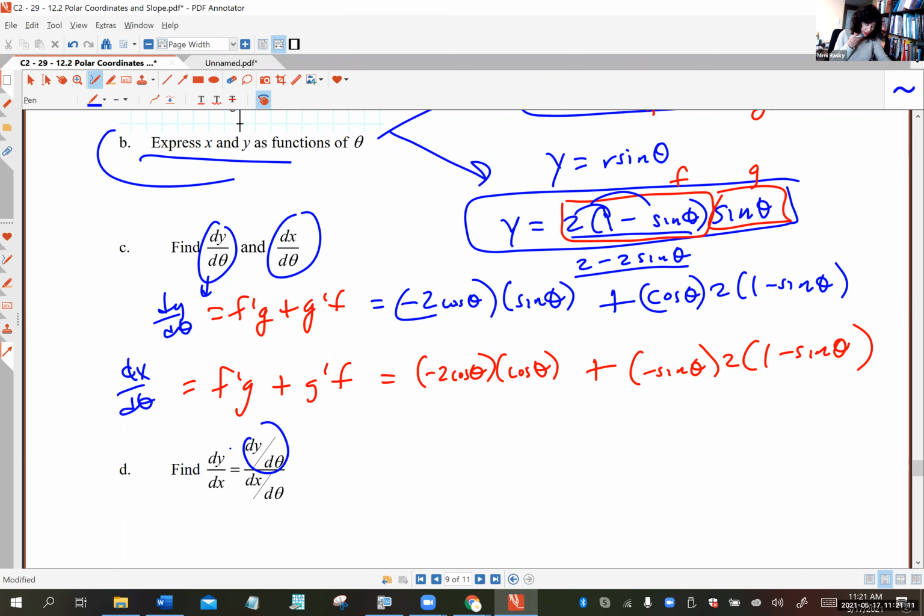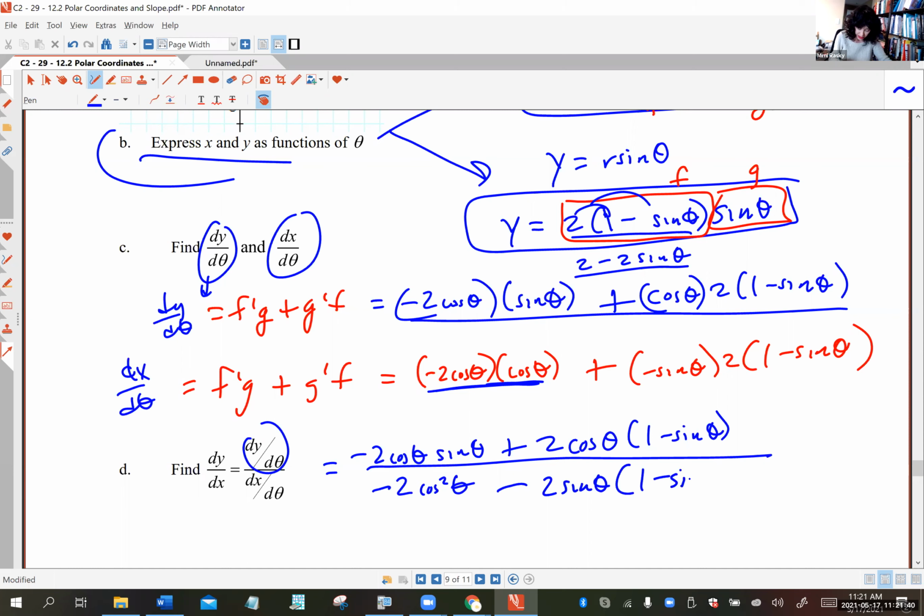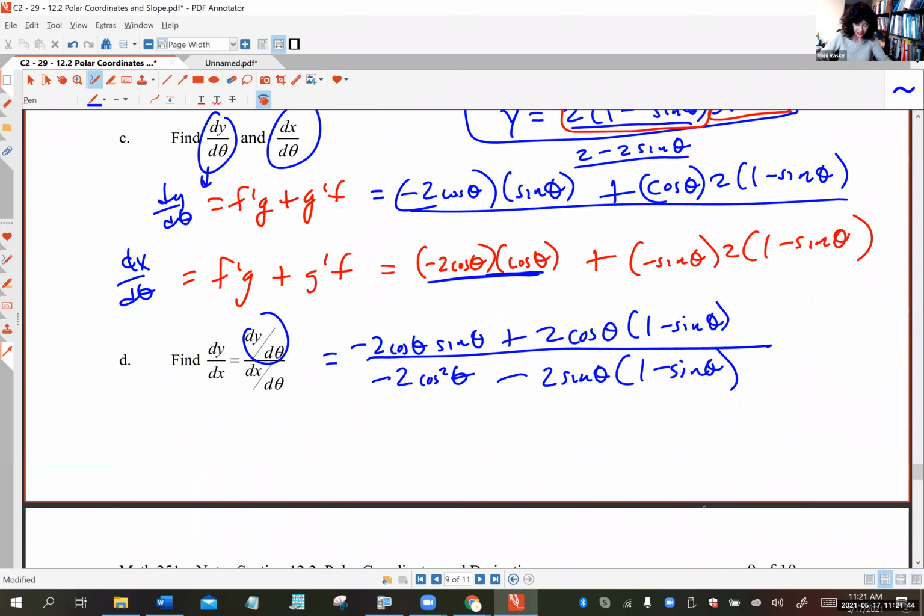So your dy d theta is this big old mess here. And if you want, you can distribute and clean it up a little bit. I'm just gonna punch through it here. The only thing I'll do maybe is put the 2 in front. That's a big mess. And then you've got the dx d theta. I could write that first term as -2 cos squared, and then I'll have -2 sine theta, parentheses 1 minus sine theta. Just leave it. Don't try to do any illegal canceling or anything like that.